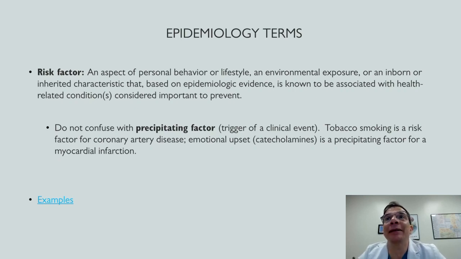Now, when someone has a myocardial infarction, it's not because they smoke. It's because, for example, they had an emotional upset, or because they took a medication, or a drug of abuse, cocaine or amphetamines or something that triggered the myocardial infarction, or performed strenuous exercise and that triggered the myocardial infarction. So, tobacco smoking, sedentary lifestyle, unhealthy diets are risk factors for cardiovascular disease, but what triggered the event, the myocardial infarction, is the precipitating factor.